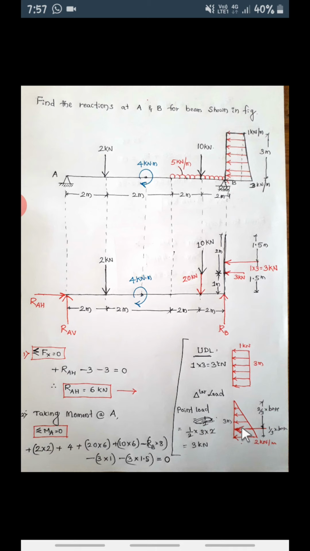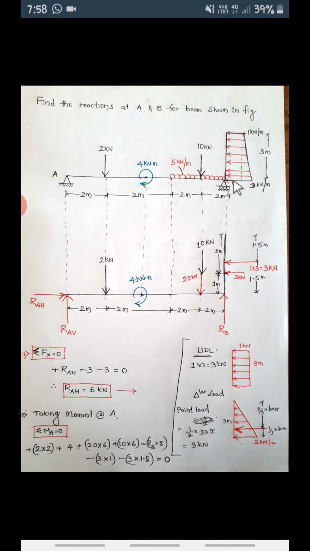Now this is a triangular load. One end is 0 intensity and at this end it is maximum, 2 kilonewton per meter. How to convert a triangular load into a point load? Take the area of this triangle. What is the area of a triangle? Half base times height. So base is 3 meter now.